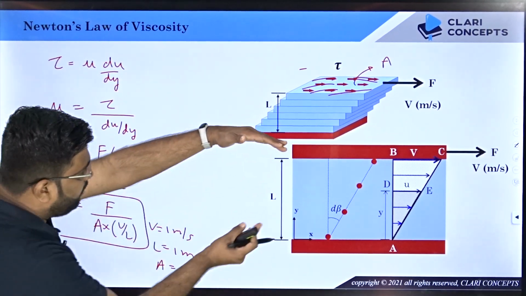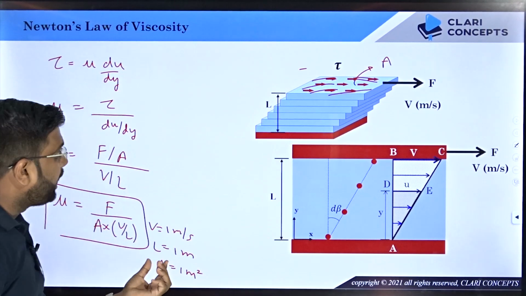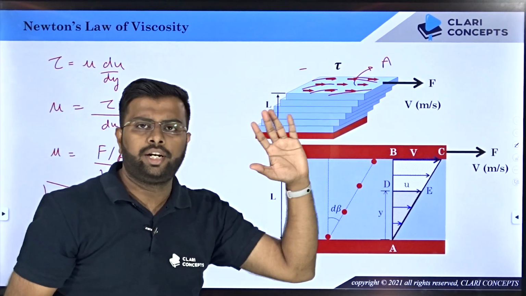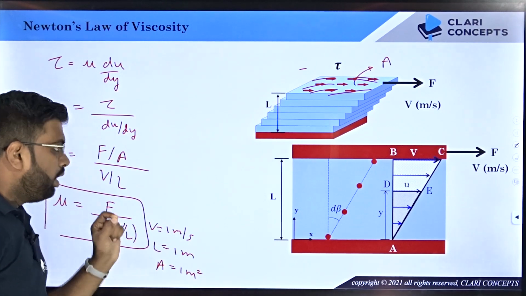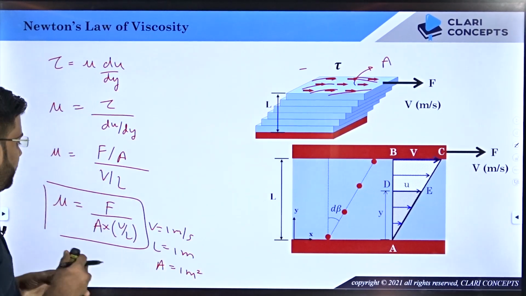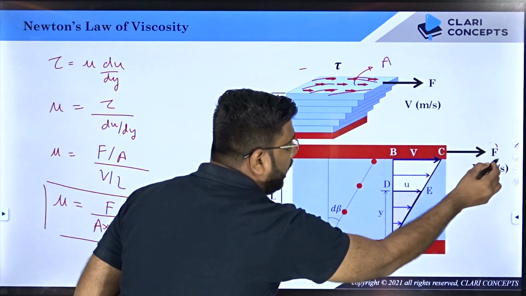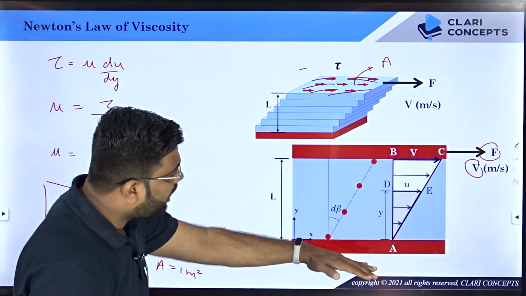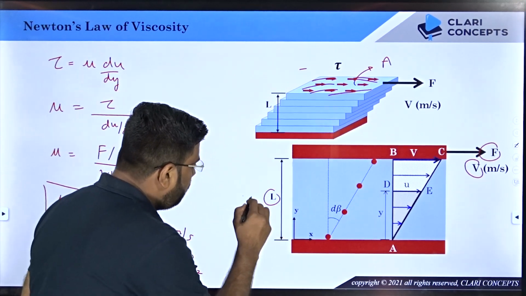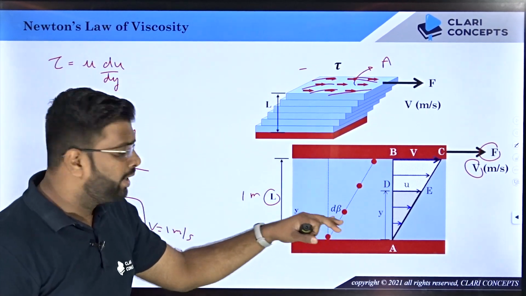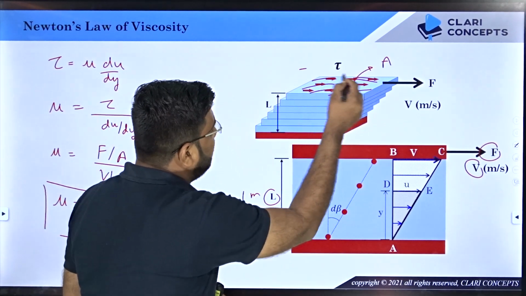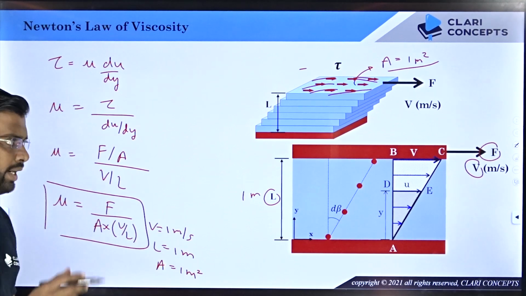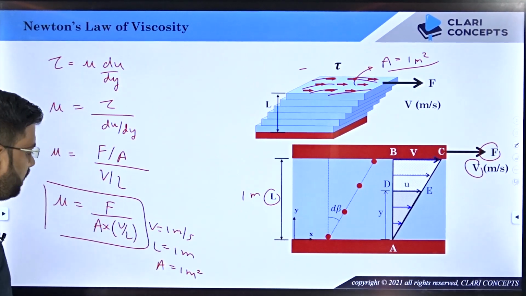See, length is 1 meter, that means the distance between the two plates is 1 meter. Area is 1 meter square, means the top area is 1 meter square, and velocity that the plate moves is 1 meter per second. That means what? Viscosity is defined as the shear force required to move this plate at 1 meter per second when the plates are separated by a distance of 1 meter, when the fluid is filled between these two plates by a distance of 1 meter, and the contact area is 1 meter square. So I hope you got the definition now of viscosity, right? So that is the shear force. Particularly for case of water, it is 1 centimeter.